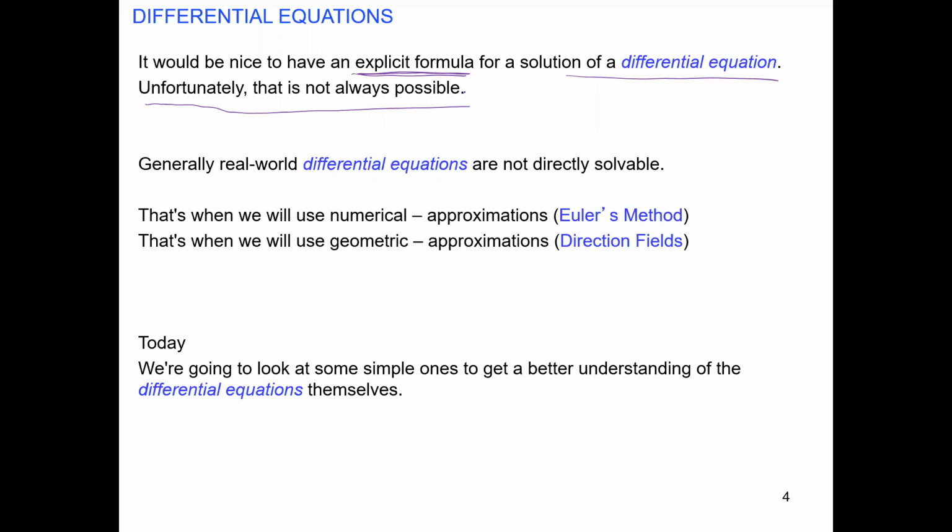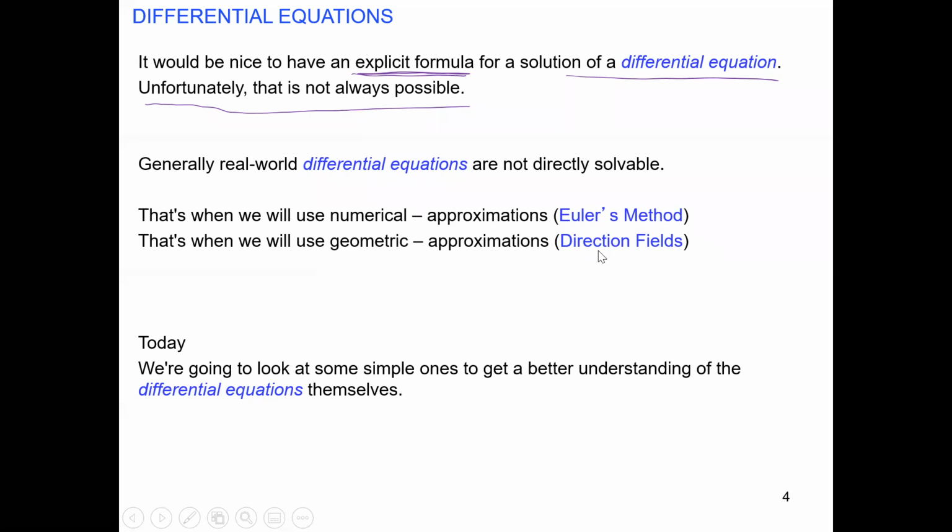I can just quickly mention we do have some approximation methods, some numerical and some graphical. If we are not able to solve algebraically, we can use Euler's method for the numerical values. Okay? It's kind of like tangent line approximation. I hope we remember a little bit from calculus 1. Or we may use direction fields. This is more like a geometric approach. Direction fields, or sometimes they are called slope fields.